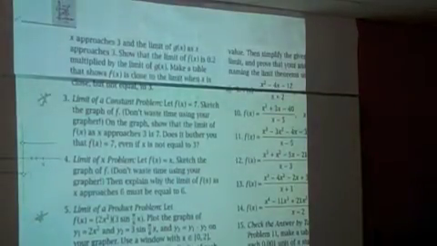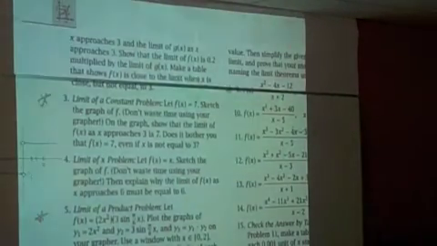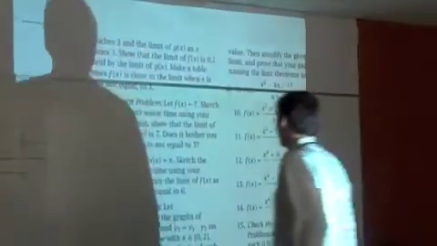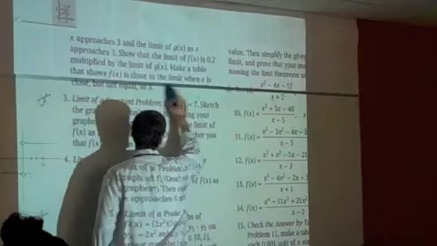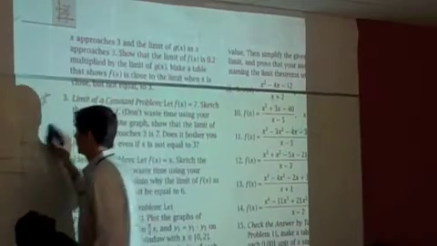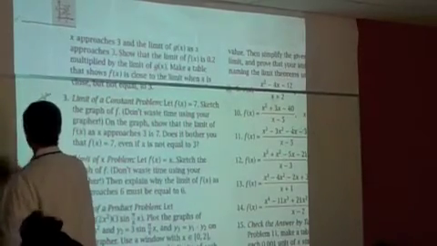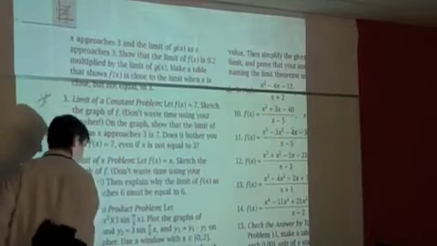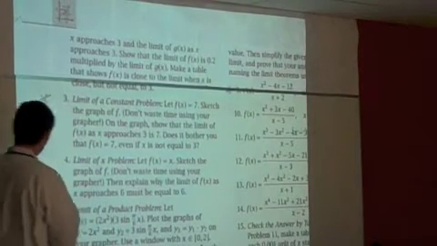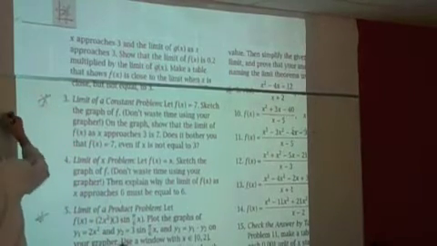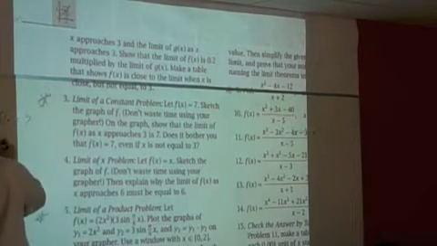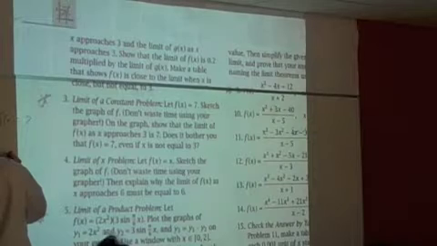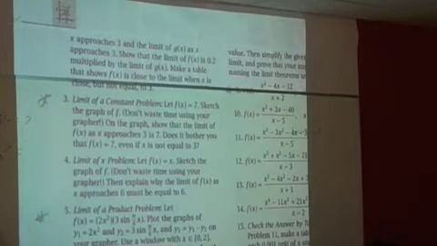Just something to think about that some people have issues with. I want to know the limit of a constant, the f of x equals 7 function. I want to know the limit as x approaches 3. 7. So if f of x equals 7, you would write the limit like this: limit as x approaches 3 of 7. What is that equal to? 7.